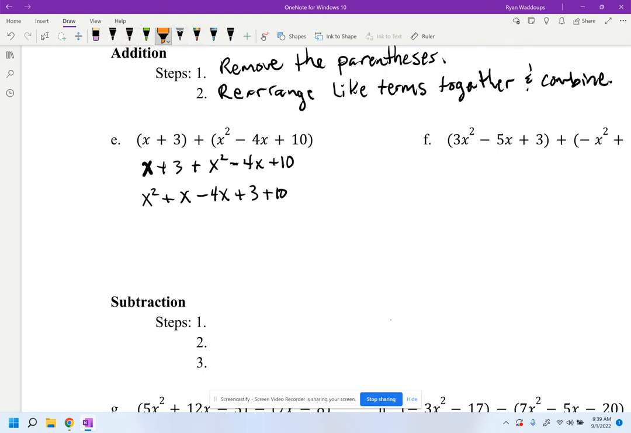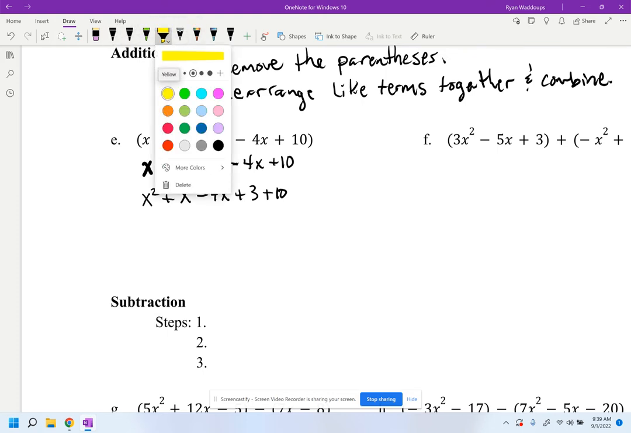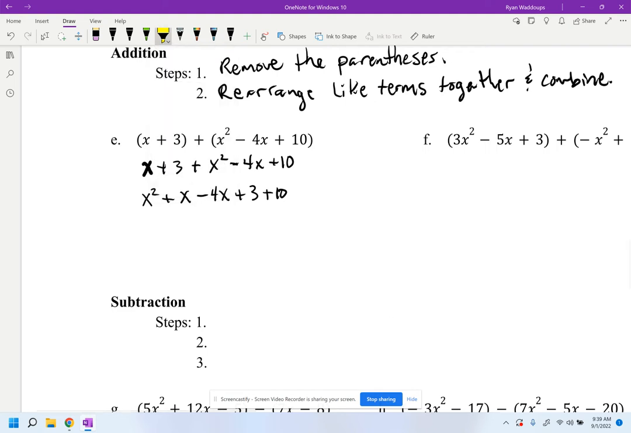Let's use a yellow highlighter. So I've got my x is here. My 3 is here. It's still positive. X squared. All the terms are the same sign. X squared, minus 4x, and then finally plus 10 and plus 10. So everything is accounted for.